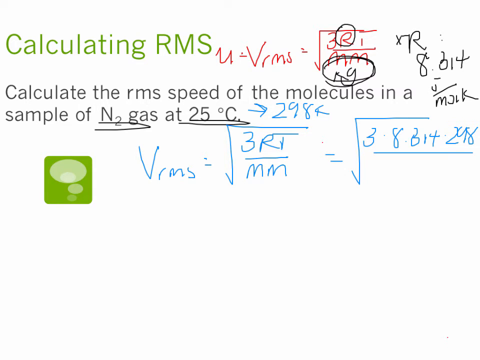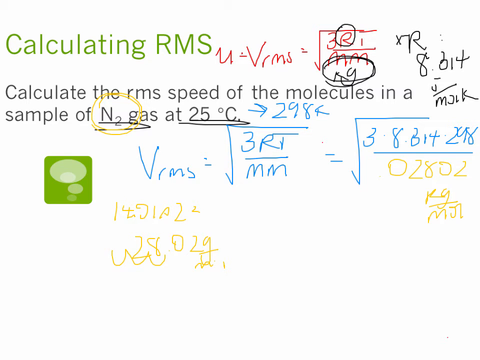All divided by, so I'm going to do this down underneath just to make sure we've got the right information. So N2, not just one N, but two N's. So we have 14.01 times 2, which is 28.02 grams per mole. But we need kilograms, so I get 0.02802 kilograms per mole. And again, the reason is because a joule is equal to a kilogram times meters squared all over seconds squared. That's why we have to use kilograms here, because we're using joules.